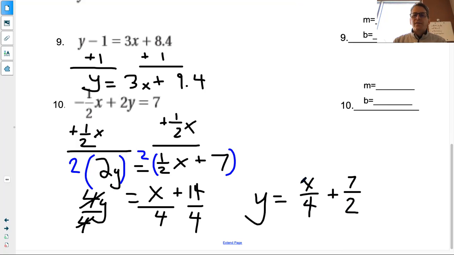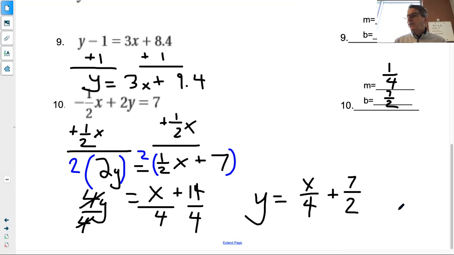Your slope then is this 1/4, and your intercept is 7/2 for number 10. So that was a little tougher question. You solve for y, get it into slope-intercept form. Easy to understand then where the slope is, the 1/4, and the intercept is 7/2. And that's page 2.